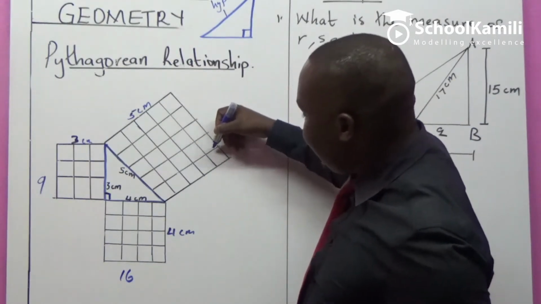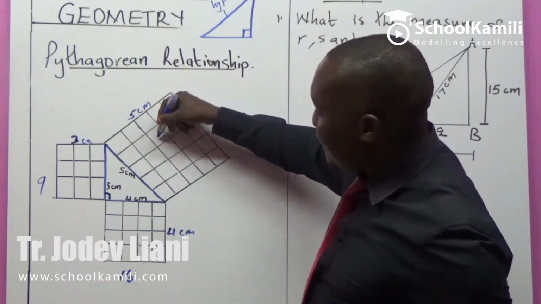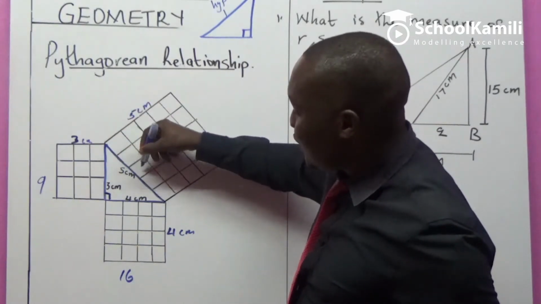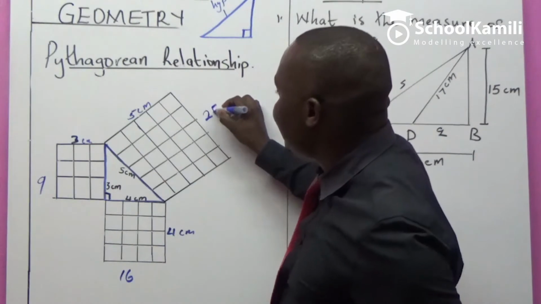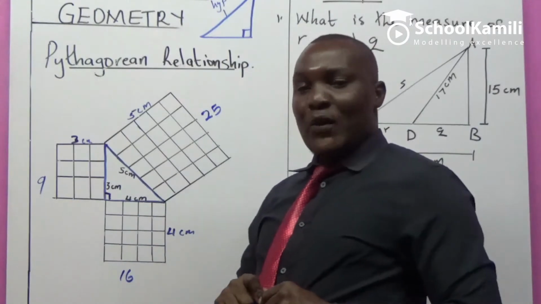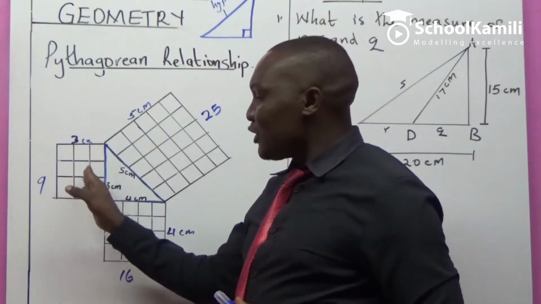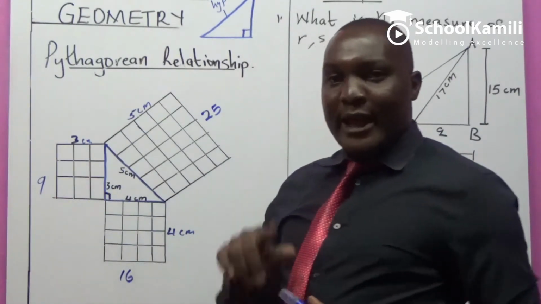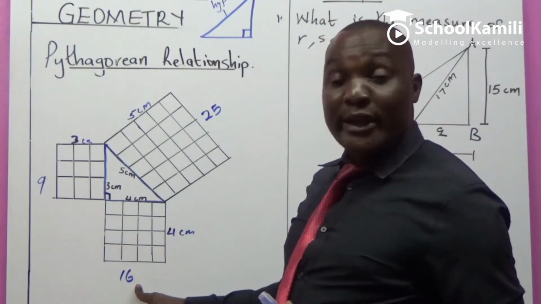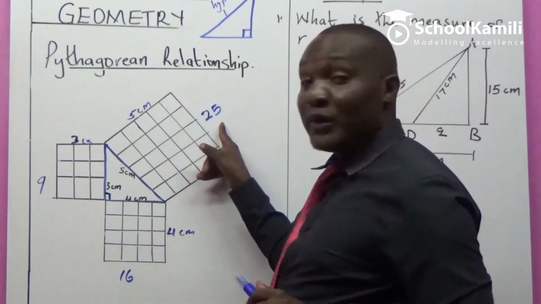On this side, how many small squares? 1, 2, 3, 4, 5, up to 25. I have 25 squares. What can you notice here? The number of small squares on this side is 9. I add the number of squares on this side, which is 16. What do I get? 9 plus 16 gives me 25.